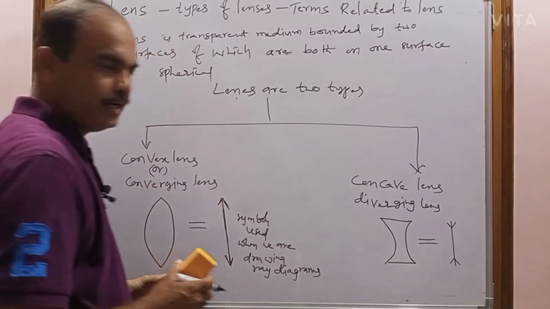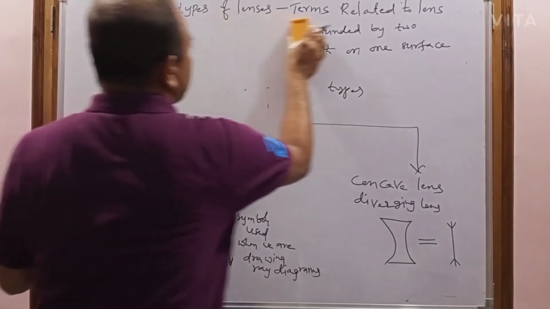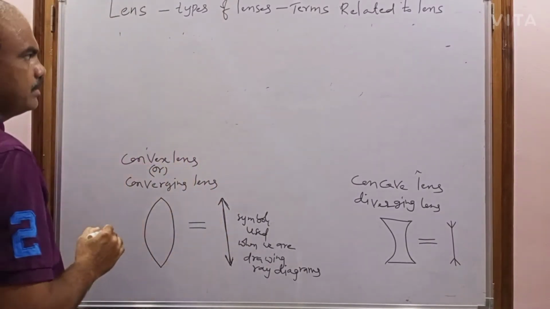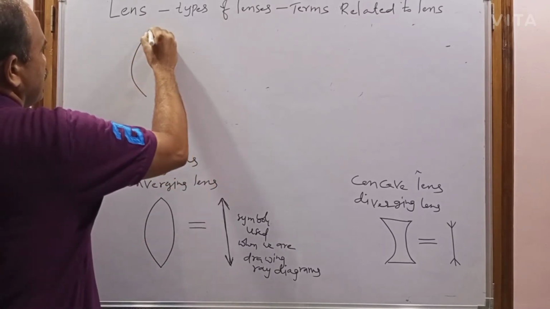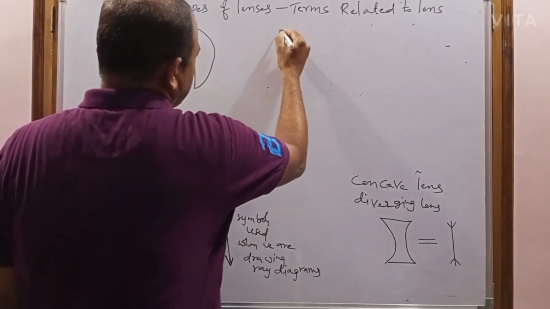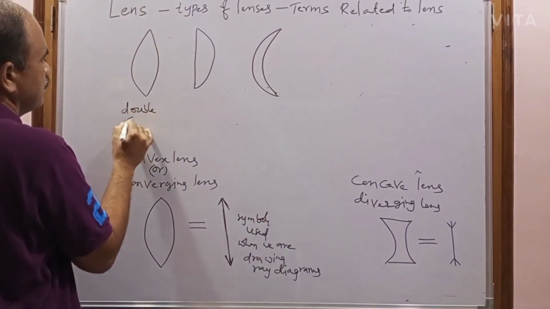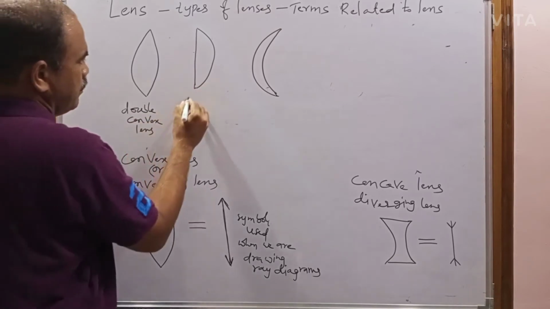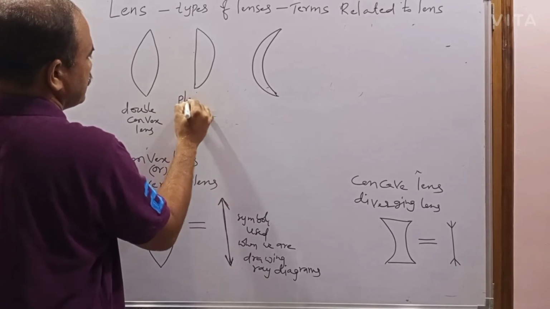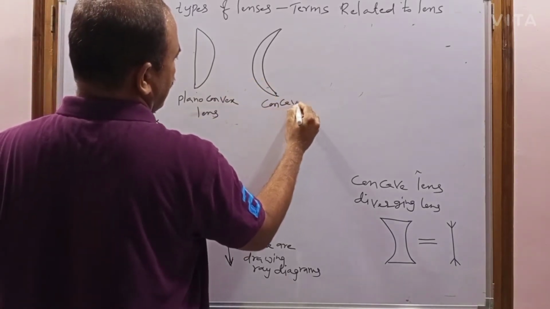So this is about the convex lens and the concave lens. Convex lenses are of 3 types, and concave lenses are also of 3 types. For the convex lens, one is the double convex lens, this one is called the plano convex lens, and this one is called the concavo convex lens.